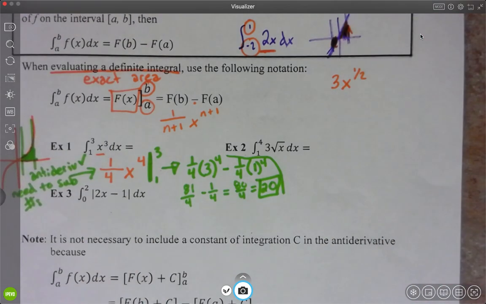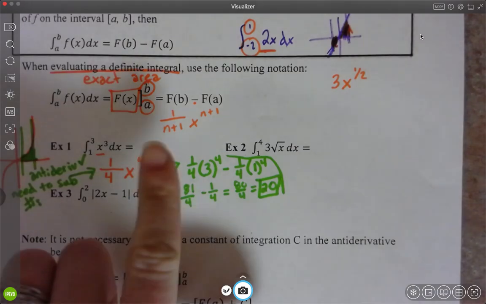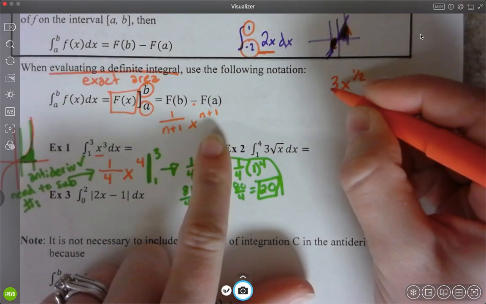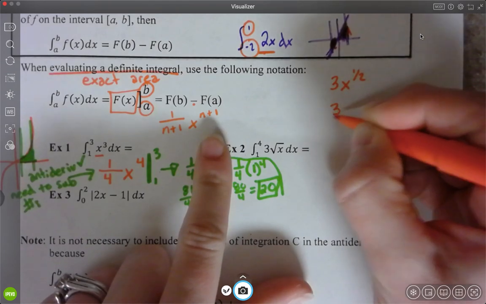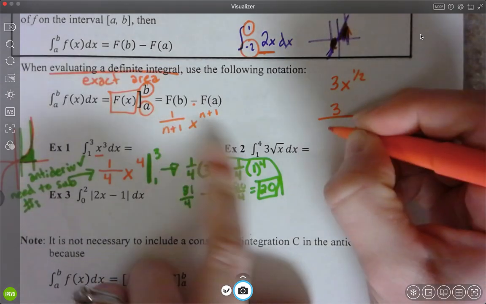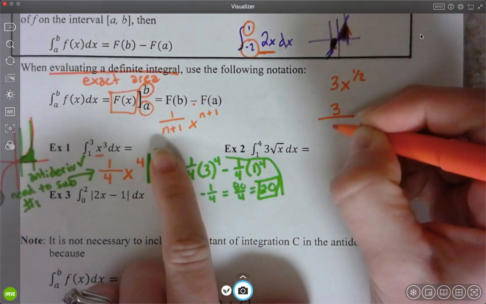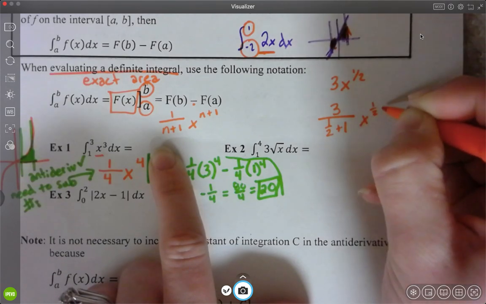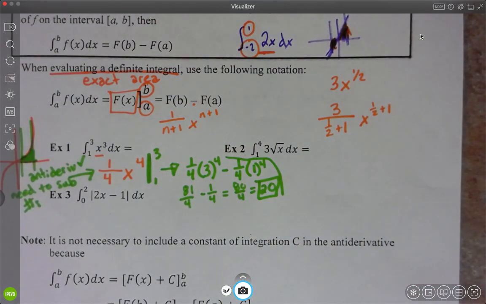Okay, so again, we have 1 over n plus 1, x to the n plus 1. And in this case, since there's a 3 there, I'm going to put the 3 on the top, so it would be like 3 times 1 on the top. My n is going to be 1/2, so this will be 1/2 plus 1, x to the 1/2 plus 1. Okay, that's how the antiderivative is going to look.